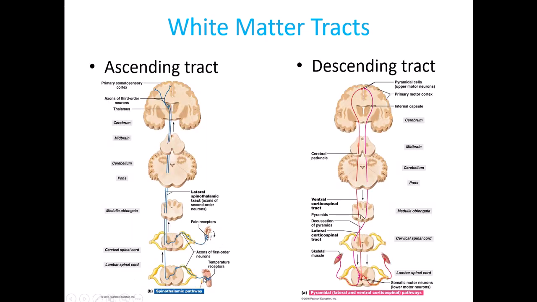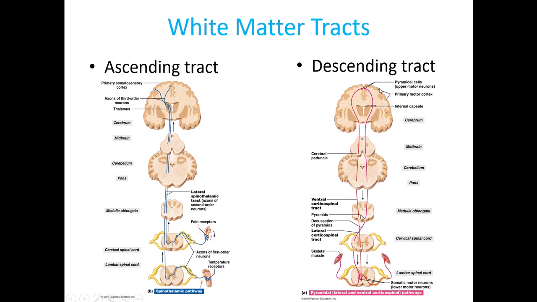This is an ascending tract. So you can see here are the neurons coming into the dorsal horn of the spinal cord and then up to the thalamus. That's our main relay station. And then from the thalamus out to whatever cortex it happens to be talking about. The image here happens to be the somatosensory cortex because we're talking temperature and pain.